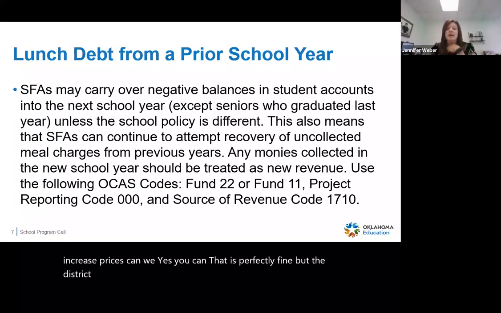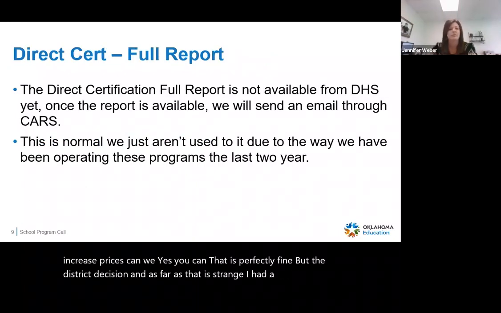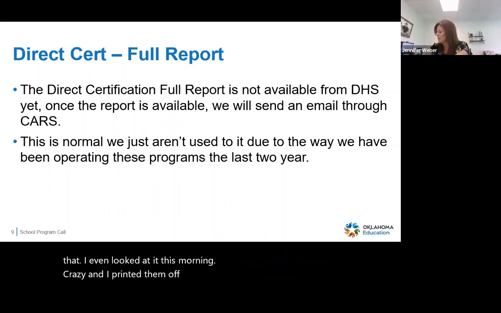And as far as that, that is strange. I had a slide about that. I even looked at it this morning. Crazy. And I printed them off and made notes on some of mine, and it's not in there either.